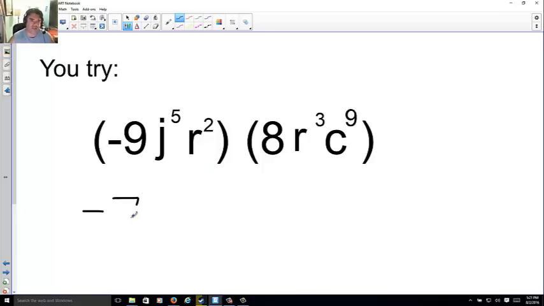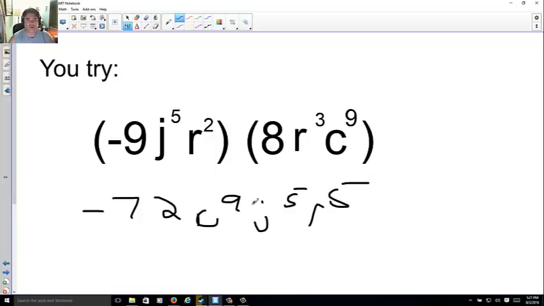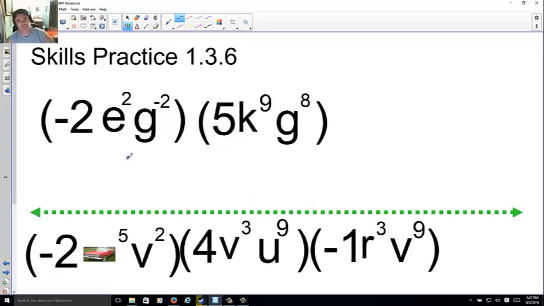Let's see how you did. Did you get negative 72? I'm going to go with c first. c to the 9th, j to the 5th, r to the 5th. Hopefully you did. Skills practice.